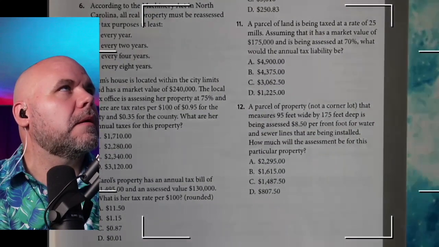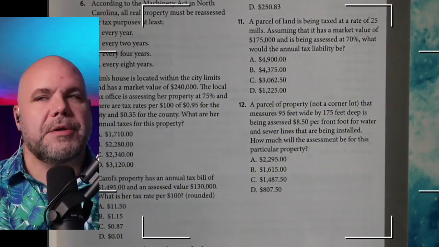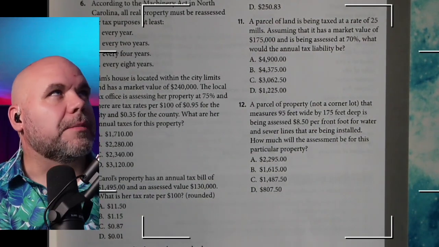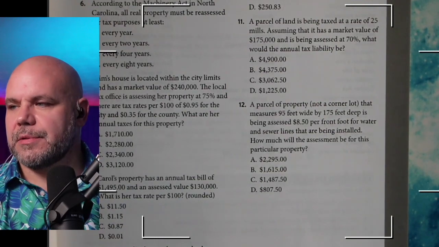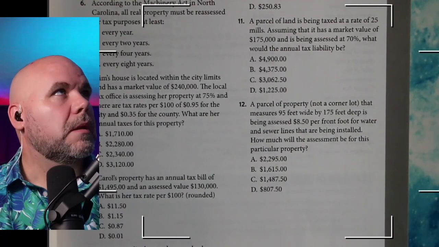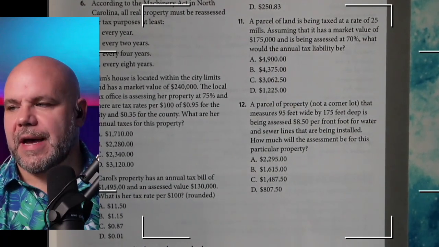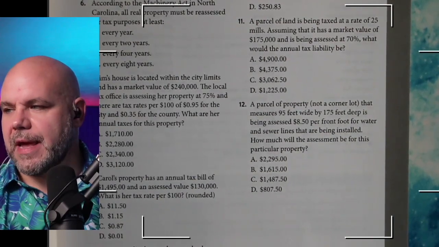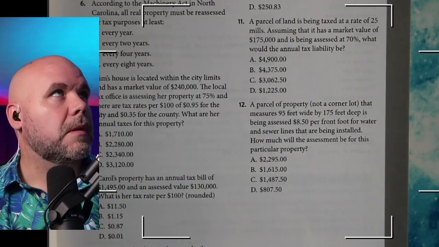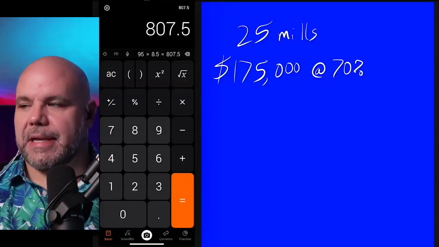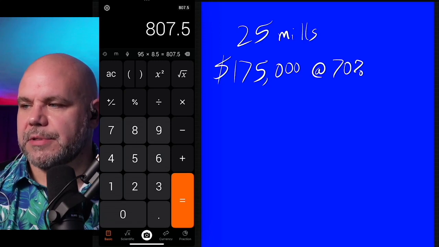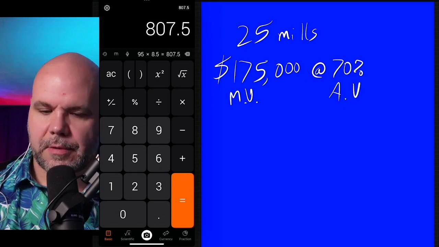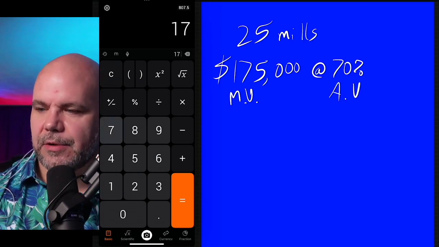And we'll do 11 while we're at it, since it's right there. We've got a parcel being taxed at a rate of 25 mils. It's a market value of 175. Assessed value is 70% of that. What is the annual tax liability? 25 mil is the rate. 175 is the market value. 70% of that is the assessed value. Step one is to calculate the assessed value.